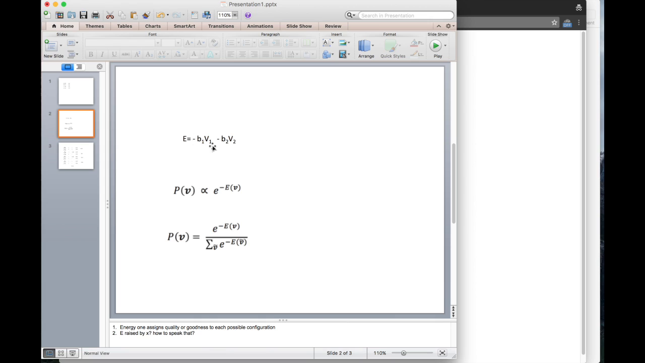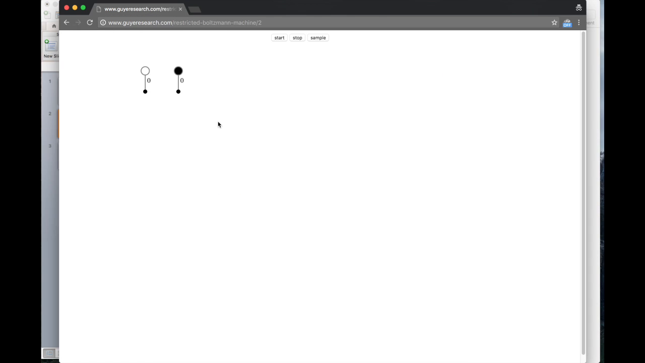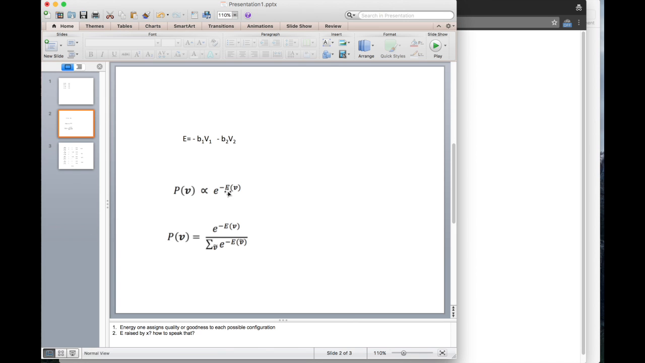But if you write them in this way, the probability of any given configuration of this system will be proportional to e raised to the negative of the energy function. Specifically, it is calculated by this exponential term of the current state divided by the sum of all the exponential terms of all the possible configurations in this system.